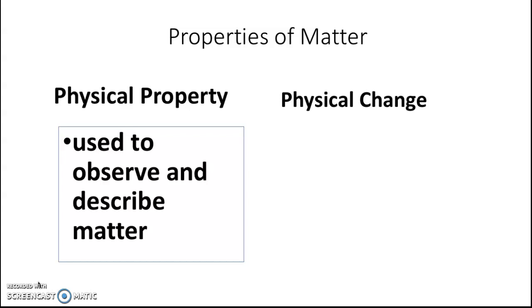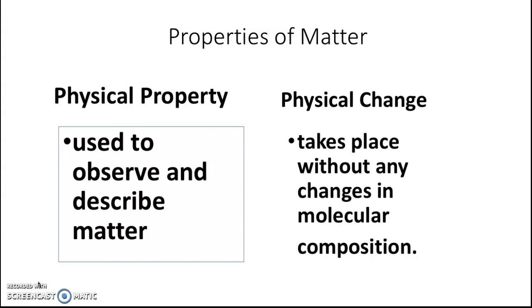Those are things where I'm using my five senses to describe an object, while a physical change takes place without any changes in the molecular composition. Meaning, I am manipulating whatever the matter is. Let's say the matter is a piece of paper and I crumble it up. Once I crumble the paper up, is it still paper? Yes. But does it look different? Yes. So, physical change basically means us manipulating an object but not changing what it is.